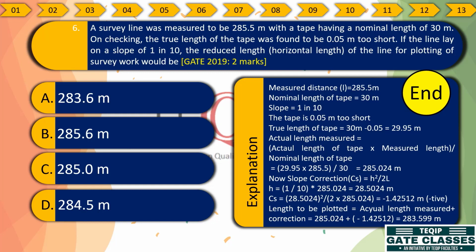So the length to be plotted is equal to the actual length measured plus correction. The actual length is 285.024 plus, with a negative sign because the slope correction is negative. After calculation we get 283.599 meter, that is 283.6 meter. Our answer is 283.6 meter. Okay, so this is the answer. Very easy. Come to the next question, that is question number 7.